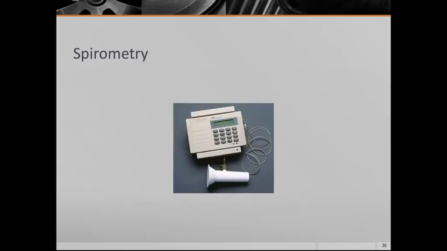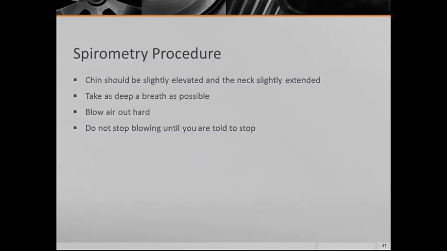Spirometry. Here is a picture of a spirometry machine. Spirometry can also be called a pulmonary function test. Spirometry procedure. The chin should be slightly elevated and the neck slightly extended. Take a deep breath. Take as deep a breath as possible. Blow the air out hard and do not stop blowing until you are told to stop.